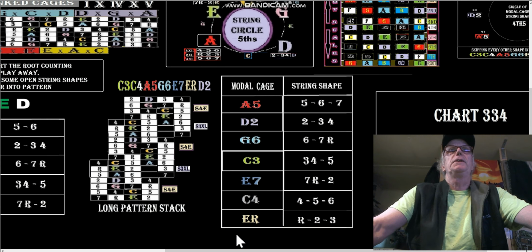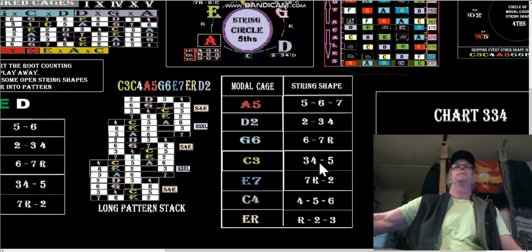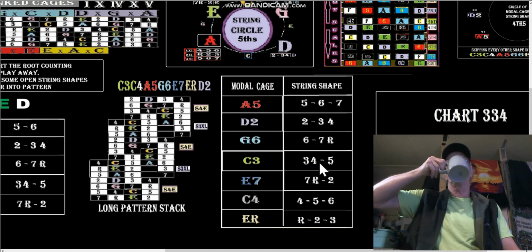So we played this. We've been playing this in the past like 10 lessons. We've been playing that modal cage of string shapes.